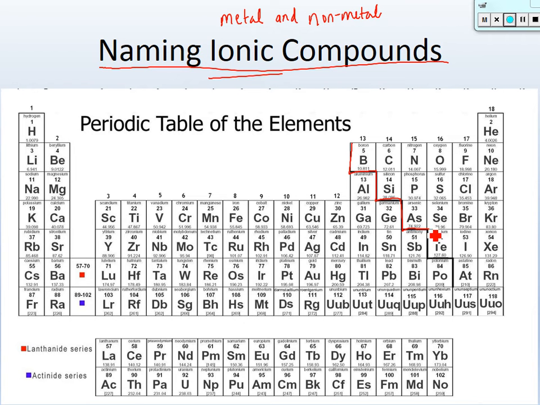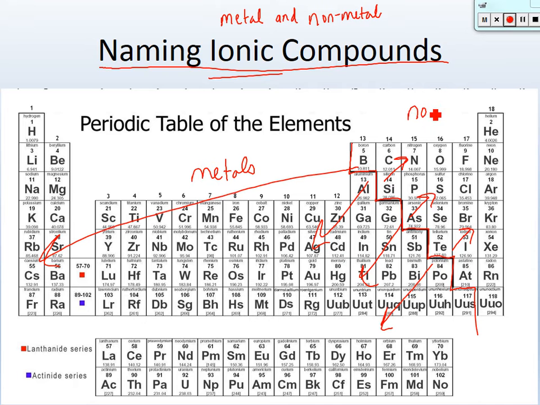What does the staircase separate on the periodic table, guys? Metals and nonmetals. Everything below the staircase, so all of these guys, what are they? These are the metals. And everything above the staircase, all of these guys, those are the nonmetals. And also hydrogen's really a nonmetal, right? The reason it's over here is that it has one valence electron.